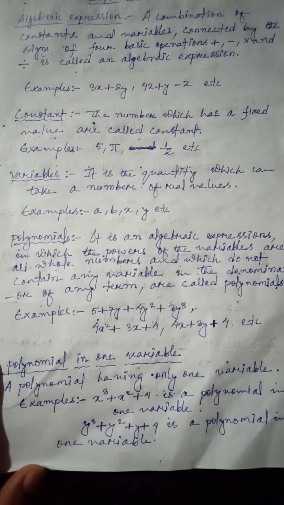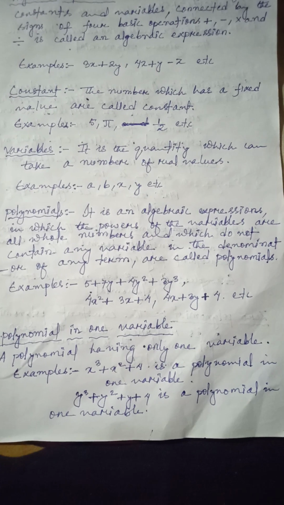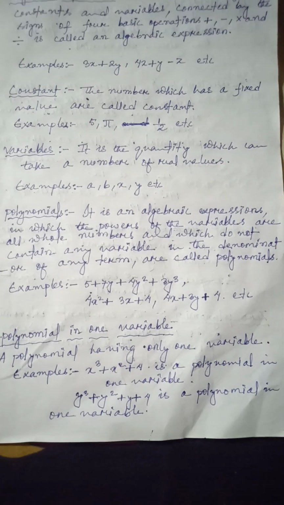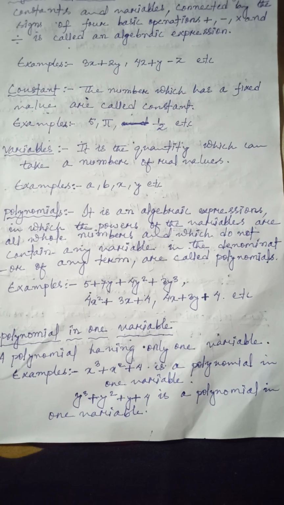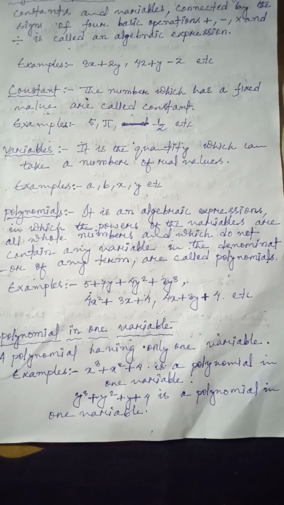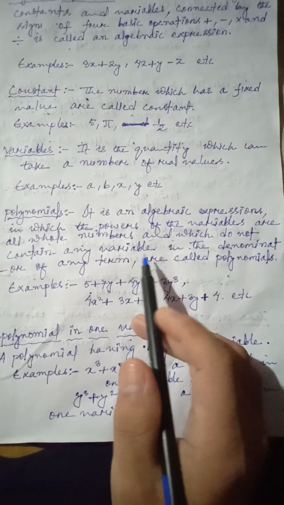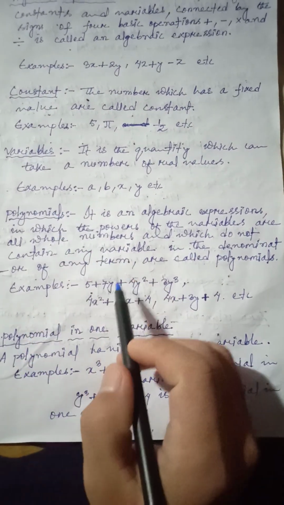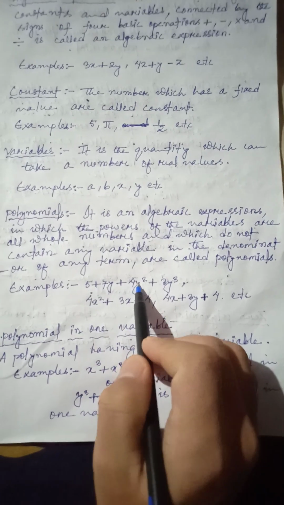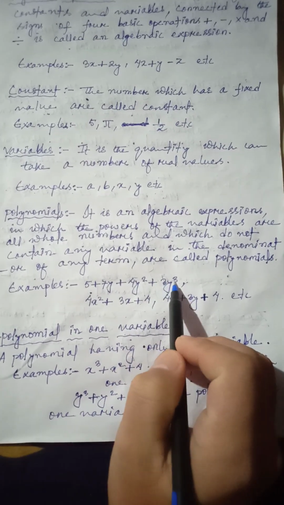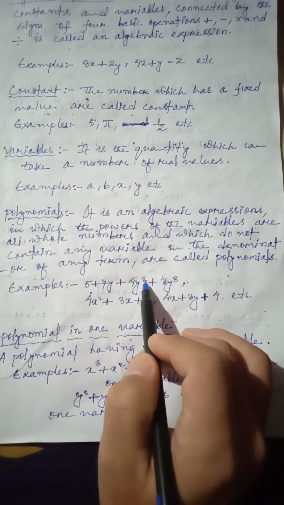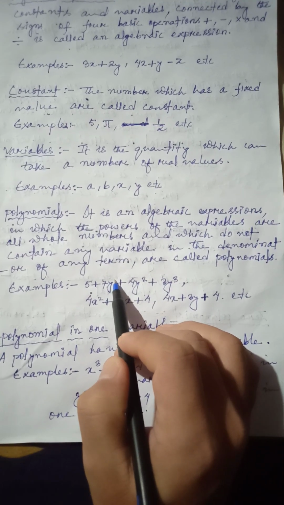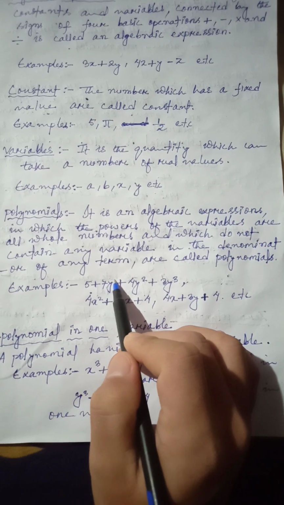Let us move to another step, that is polynomial. What do you mean by polynomial? Polynomial means an algebraic expression in which the powers of the variable are all whole numbers. That means the power should be a whole number. Here it is 3, here it is 2, and here it is 1. If it is 1, then it is also a whole number.